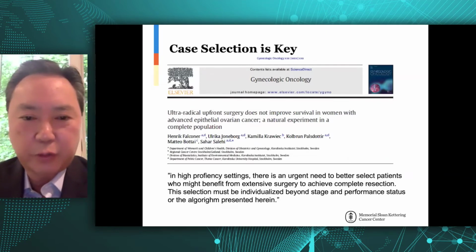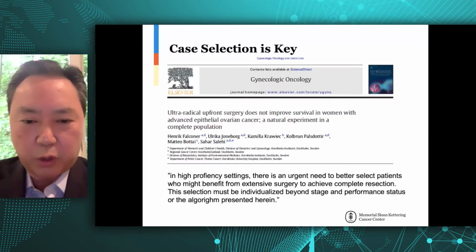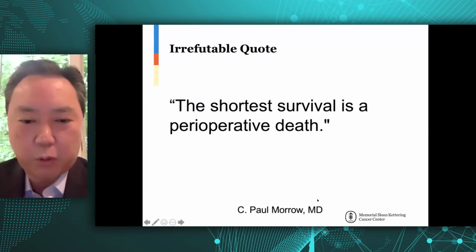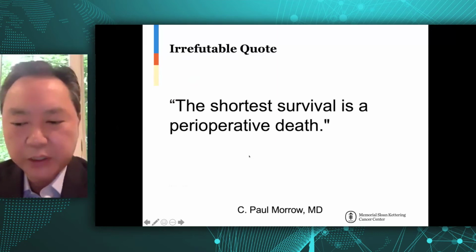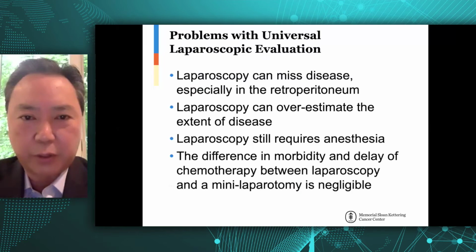However, this study out of Sweden was just published this year and showed that when they changed their paradigm to include upper abdominal surgical procedures, they did not improve their median overall survivals. And as a matter of fact, those patients who had extensive surgeries didn't do quite as well as we would have predicted based on prior studies. But this is just one study. And I think the problem is that, as C. Paul Morrow said, the shortest survival is a perioperative death. So again, patient selection is very, very important when you're deciding on whether to do primary debulking or neoadjuvant chemotherapy.